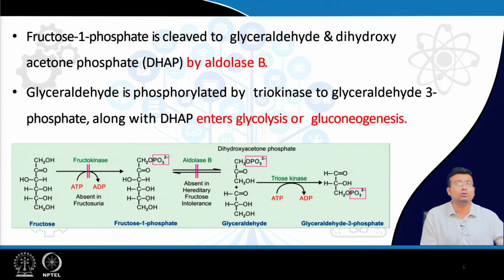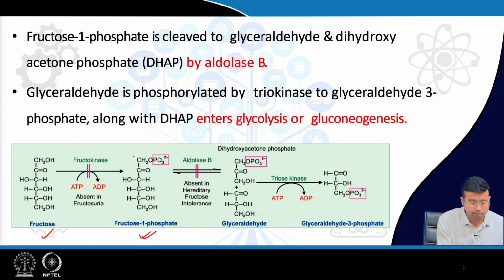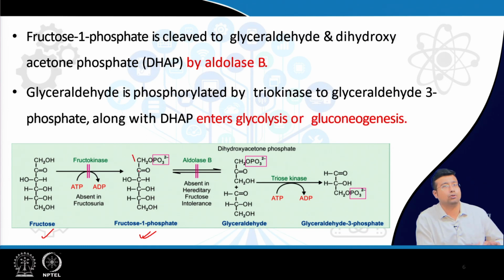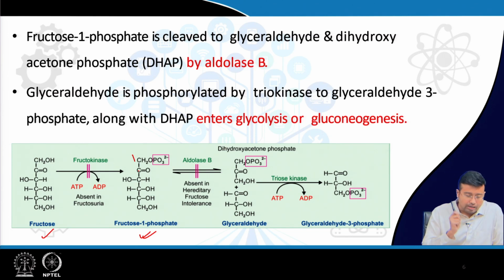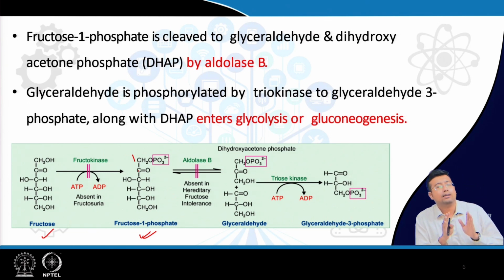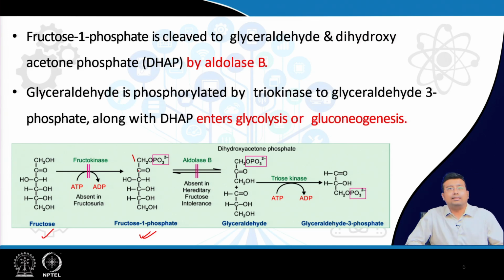So what acts on fructose? Fructokinase acts on fructose to form fructose 1-phosphate. So phosphorylation has happened in the first position. If you look at the structure, it is easier to understand, but you may choose to ignore the structure. It is the next enzyme that is extremely important. Remember, in glycolysis there was an enzyme, aldolase, that was breaking down a 6 carbon compound into two 3 carbon compounds.